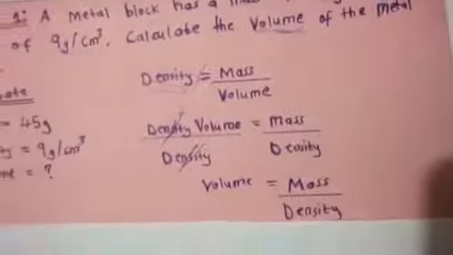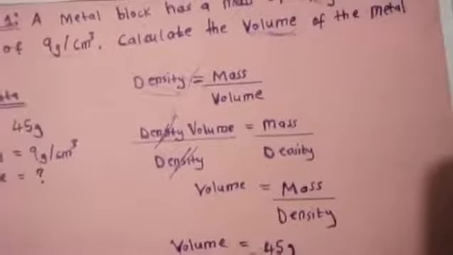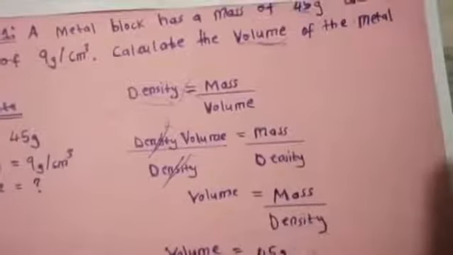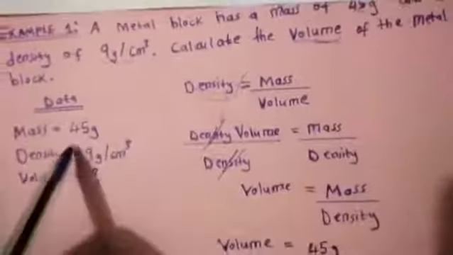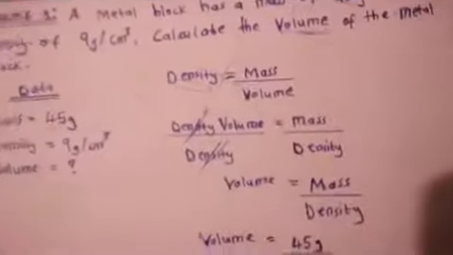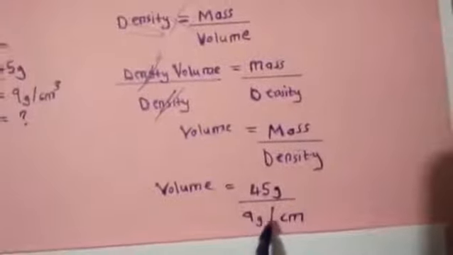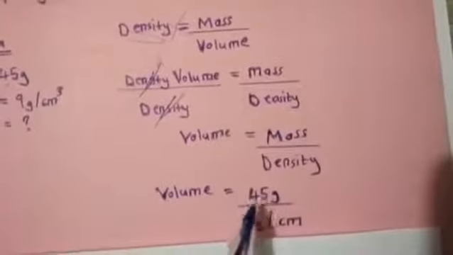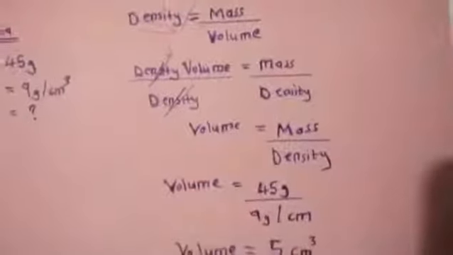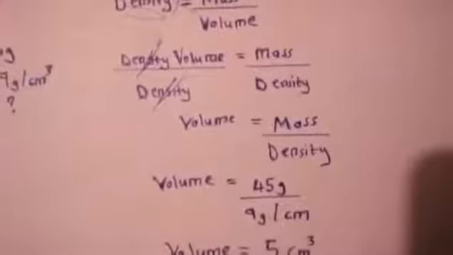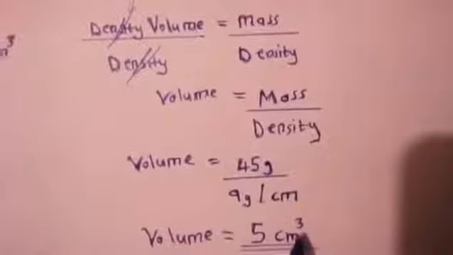Once we reach this stage, we put in the parameters. Volume is equal to mass over density. So we get what we've been given: our mass is 45 grams, then the density is 9 grams per cubic centimeter. When you punch in 45 grams divided by 9 grams per cubic centimeter, you get 5 cubic centimeters. That is our final volume, 5 cubic centimeters.